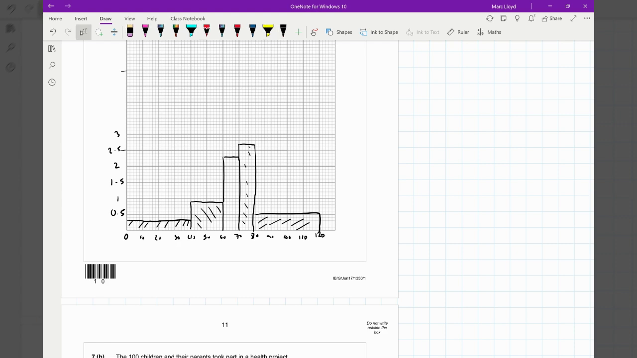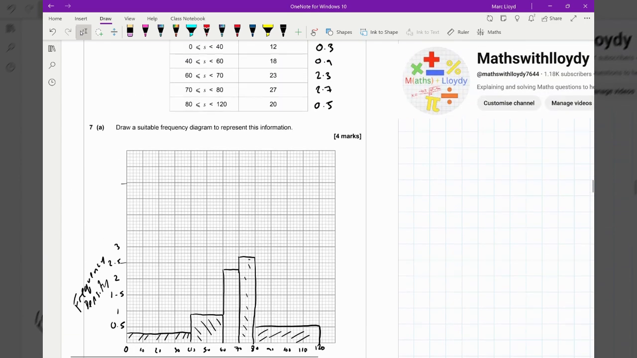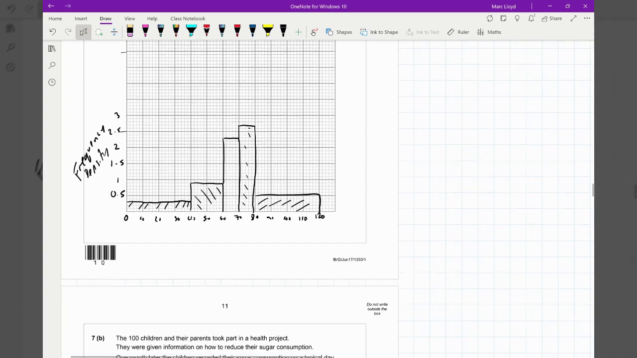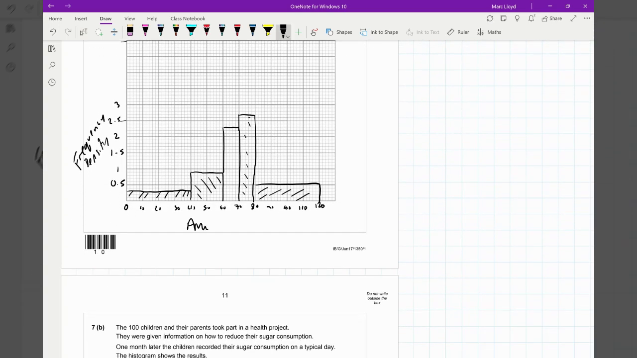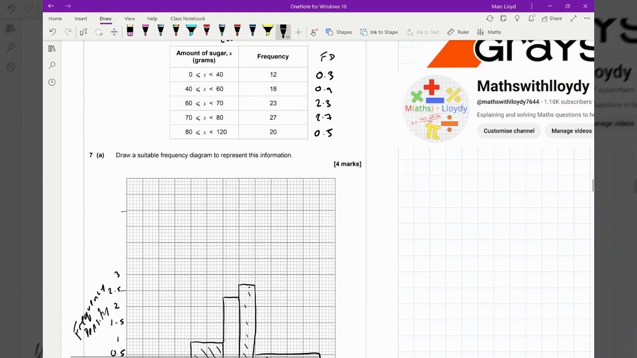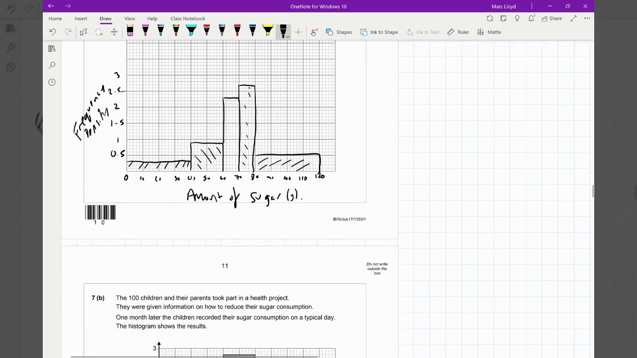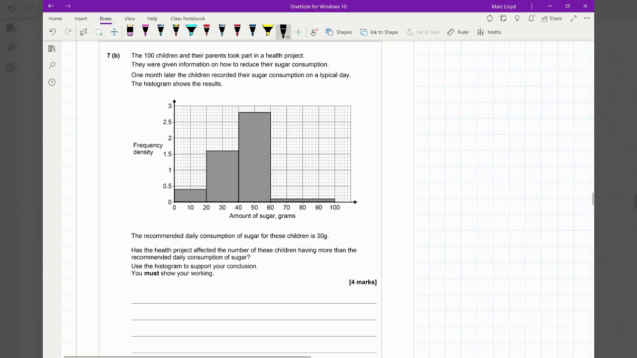Lovely histogram drawn. We've got the frequency densities. I'm going to label it as well. I don't want to lose any marks for not labeling that. What will be this bottom bit? Amount of sugar in grams. Wonderful. Per day, but it doesn't say that in the table. Okay, so that's quite a nice graph, and we've got another one coming up.